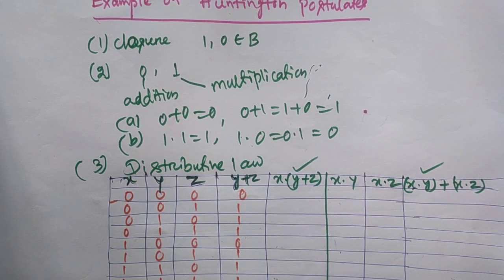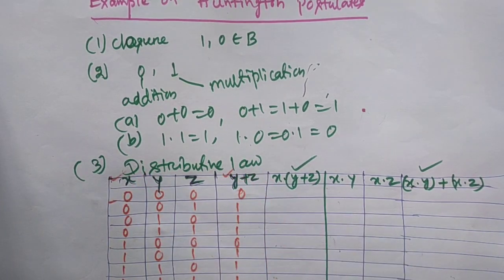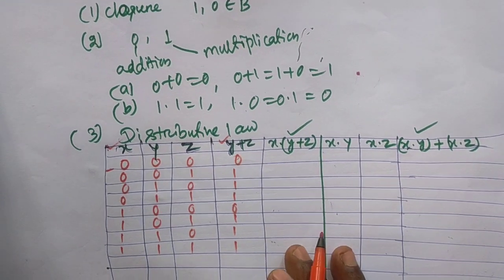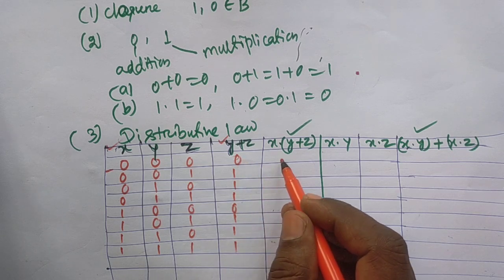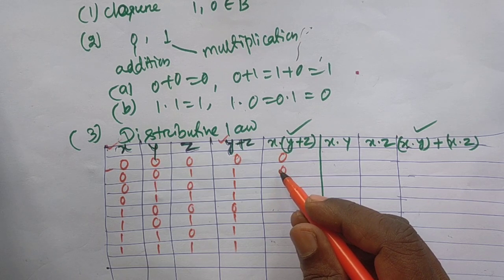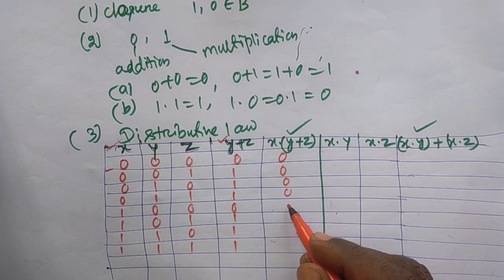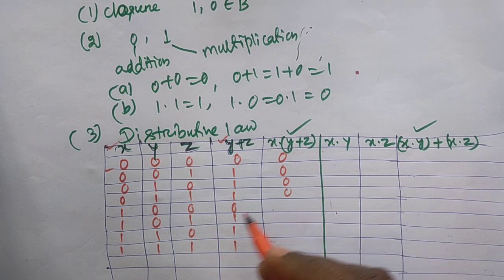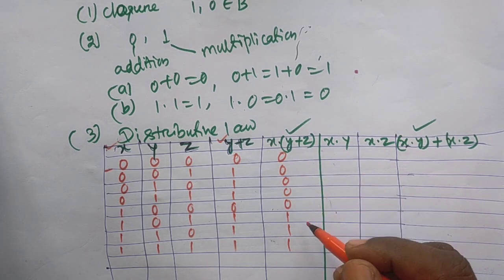Next, x into y plus z, this part and this part. We will see what value we consider. Okay, so 0 into this part is 0, this is also 0, this is also 0, this is also 0. Since x is 0, all of this part is 0. Next, 1 into 0 is 0, 1 into 1 is 1, it is also 1, it is also 1, the other part is 0.